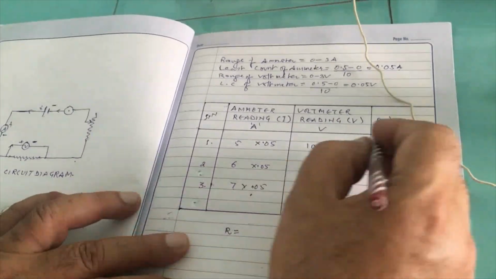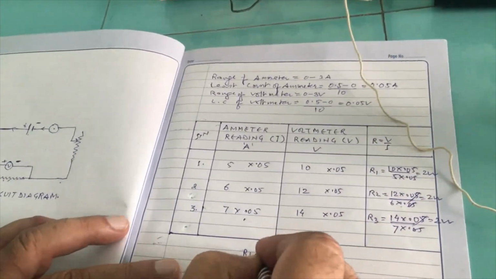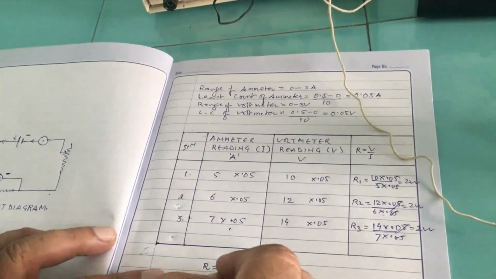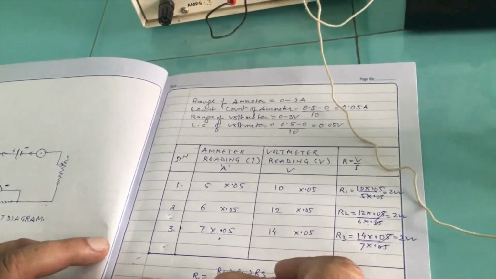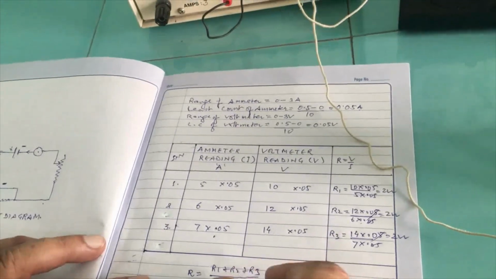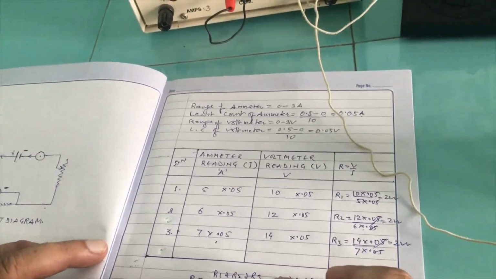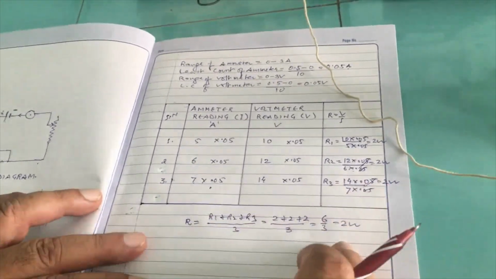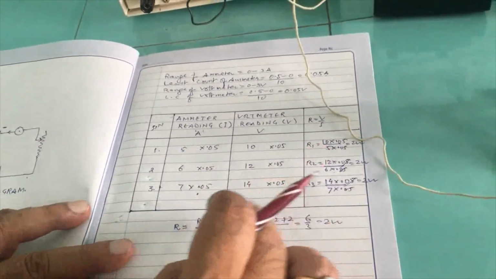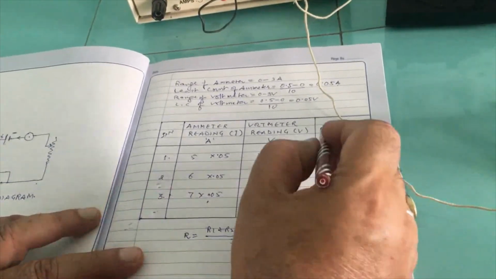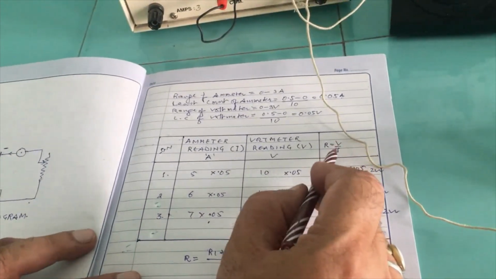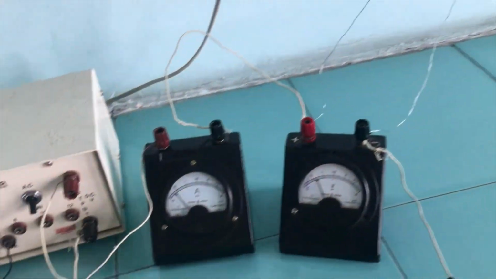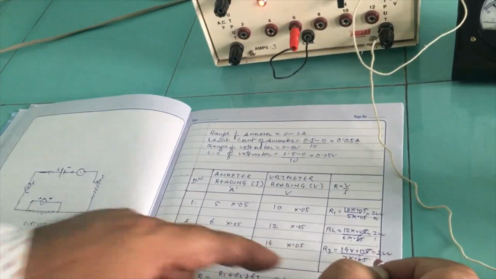Now after this we have to find the mean resistance. To find the mean we add these three: R1 plus R2 plus R3 divided by 3. What do we get? 2 plus 2 plus 2 upon 3, that is 6 upon 3, equal to 2 ohm. So 2 ohm is the resistance of the nichrome wire. As per Ohm's law, the ratio of V and I for this given wire is constant. This is 2 ohm, 2 ohm, 2 ohm.